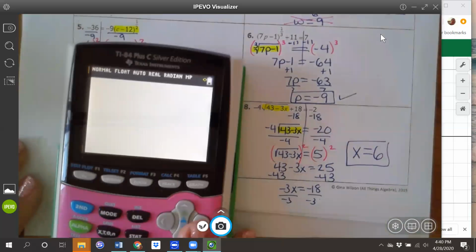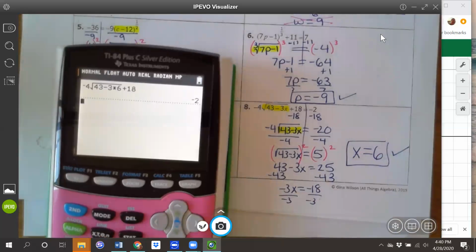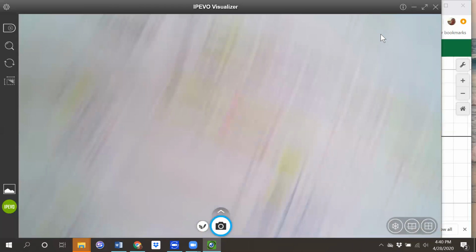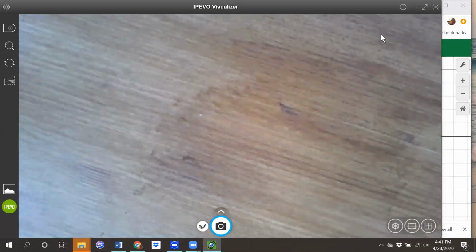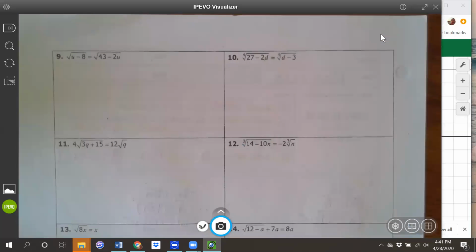All right, so let me check that. -4 square root of 43 minus 3 times 6, add 18 to it, needs to be equal to -2. So getting the square root by itself, using an inverse operation to kill off the root, and then solving like normal, taking care to check for your false answers.